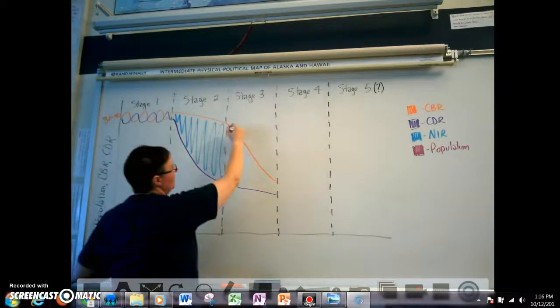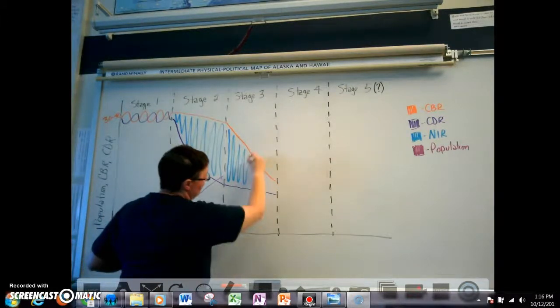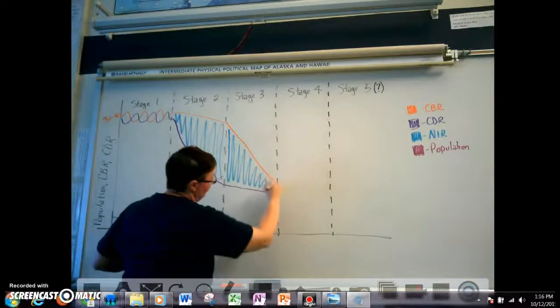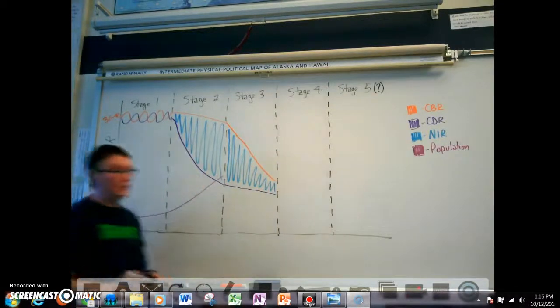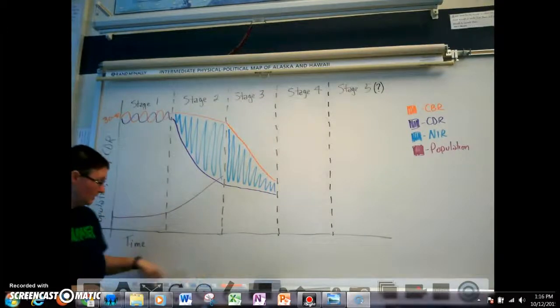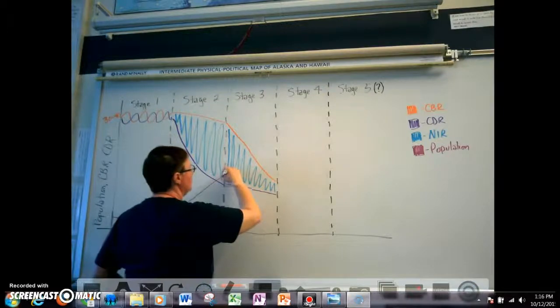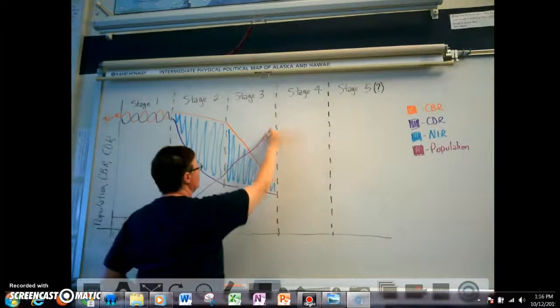The result with our natural increase rate, okay, again, births minus deaths, is that that number goes down fairly dramatically, reasonably quickly. For our population, what's going to happen is it's going to continue to go up, but it's going to go up at a lower rate.